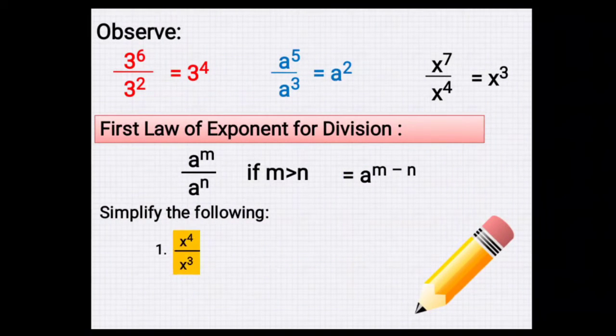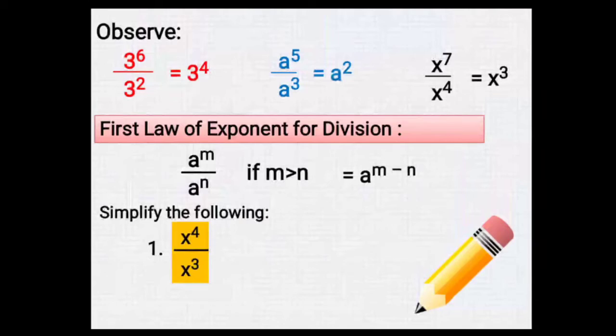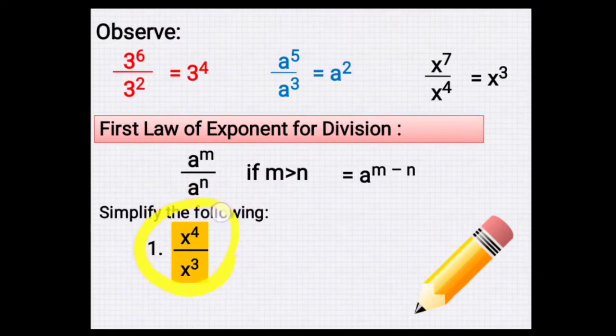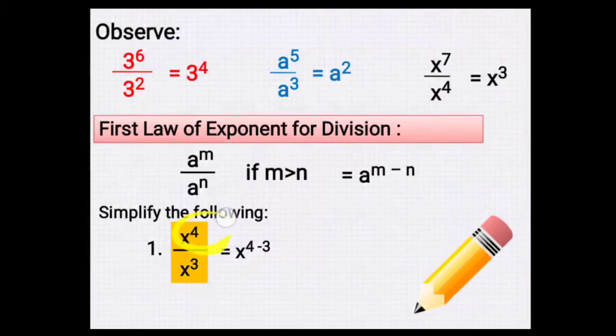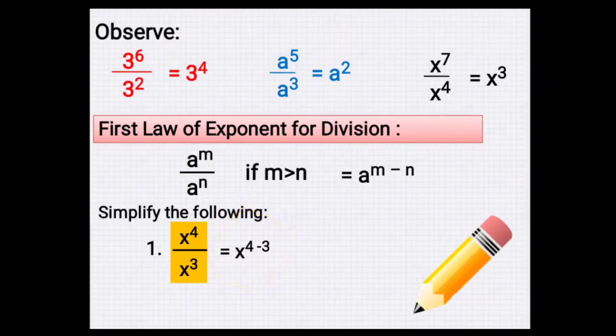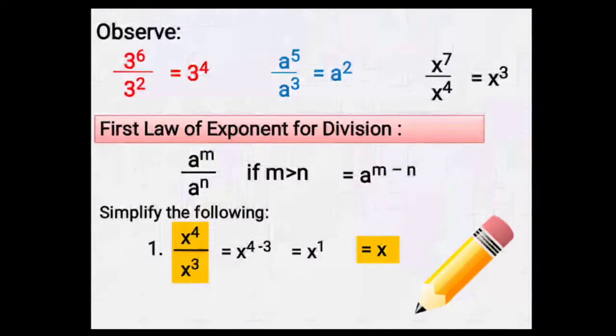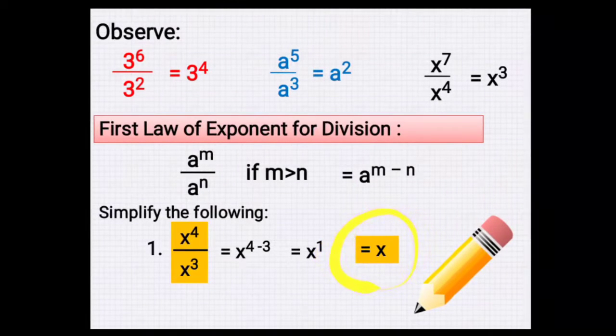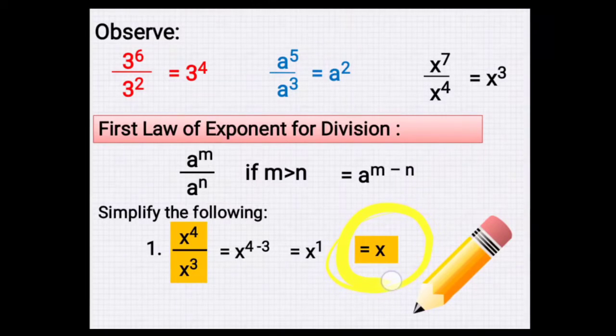So, simplify the following. x to the 4th power divided by x cubed. As you can see, we have the same base. We have x. Then, our exponent, 4 is greater than 3. Therefore, 4 minus 3. Then simplify, x raised to 4 minus 3 is x raised to 1. In that case, we don't need to write 1. So, the answer is x. Okay, that is understandable that the exponent is 1.